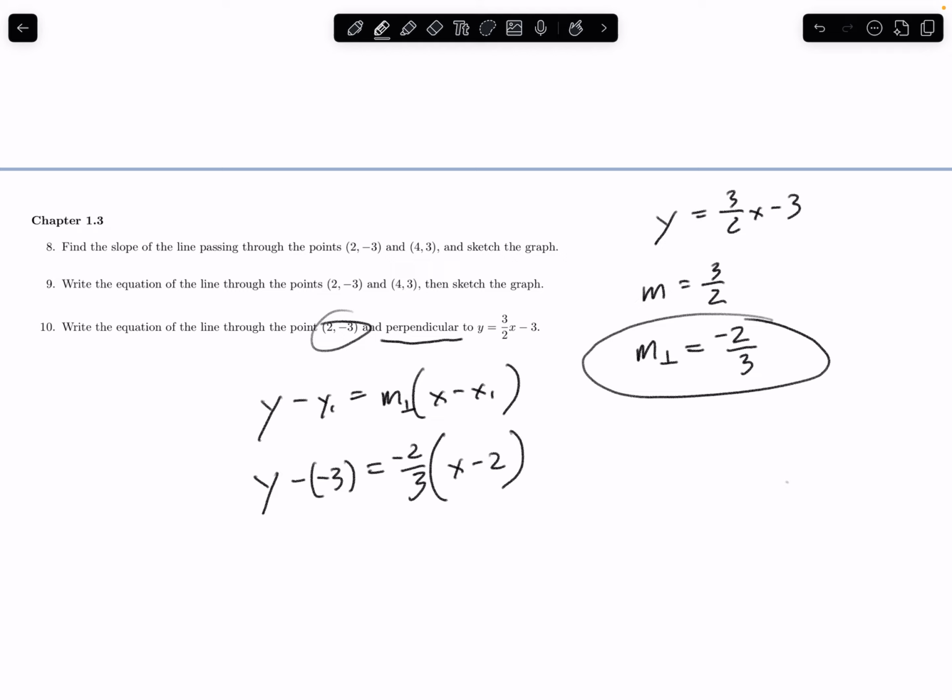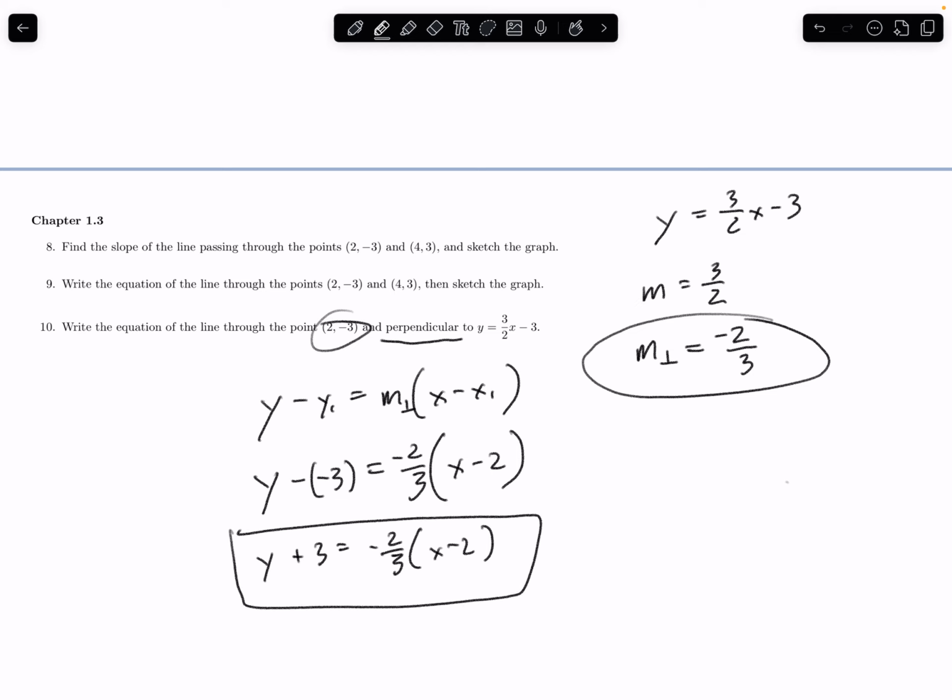So this is a line. It's going to be perpendicular to that other line because I found the perpendicular slope, and it's passing through the point that I want, 2, negative 3. Now a little small simplification. That's y plus 3 is equal to negative 2/3 x minus 2. And I will just leave the answer like this. Okay. Now I know some of you are bothered by that because you want slope-intercept form.